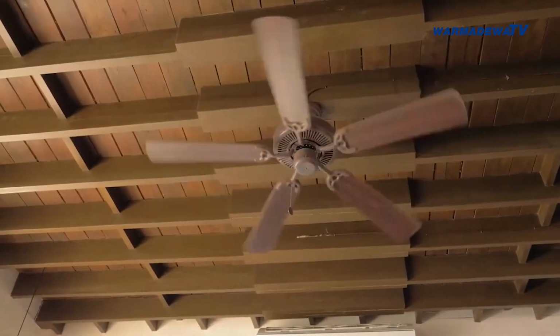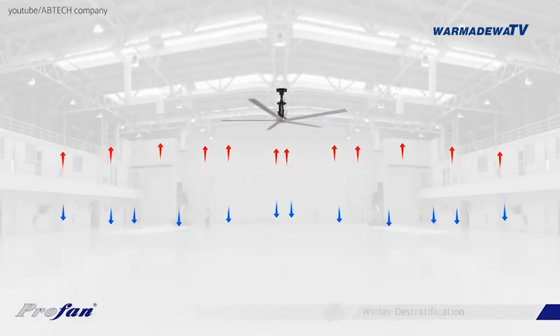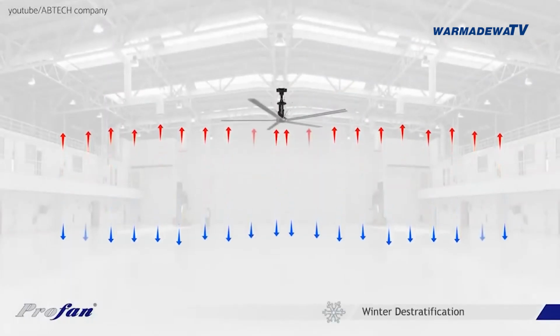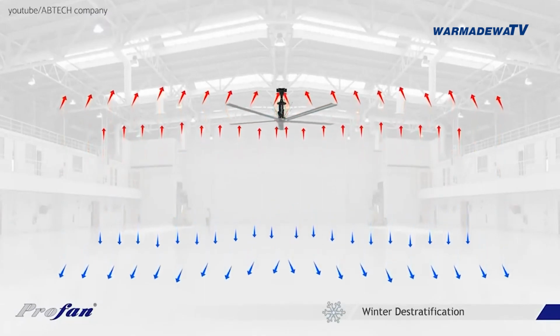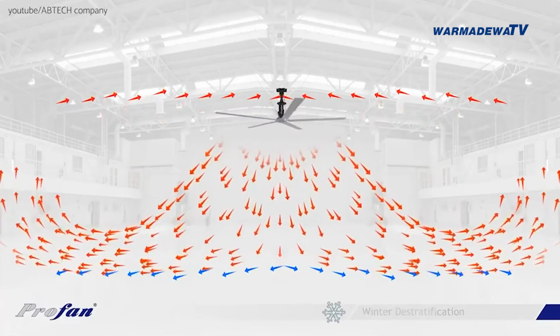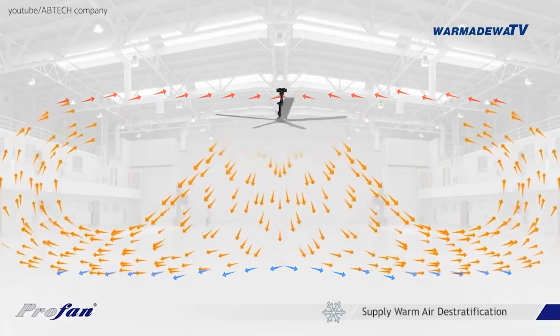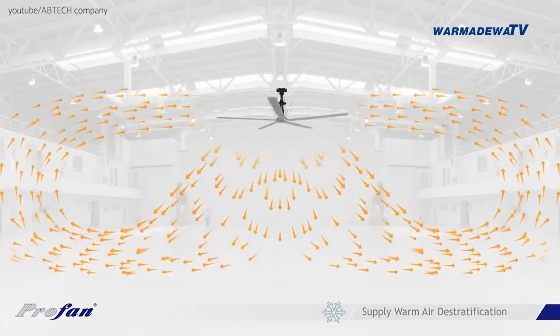Normally, you would think of fans as cooling appliances during the summer, but actually, HVLS fans are extremely effective in the winter. Through a process called destratification, HVLS fans mix warmer ceiling air with the cooler air at the floor to create an even temperature throughout the space. This method can cut your electricity bill by a huge percentage.